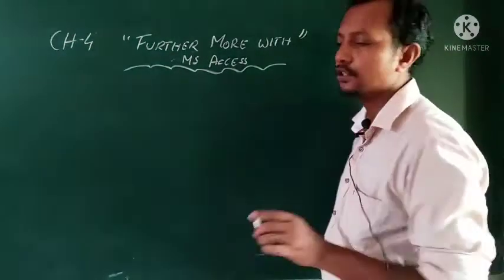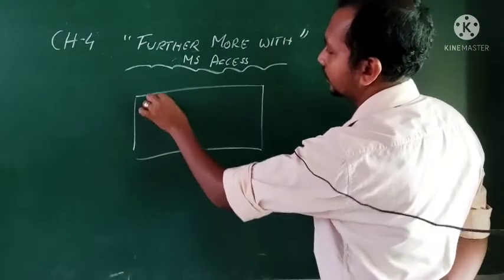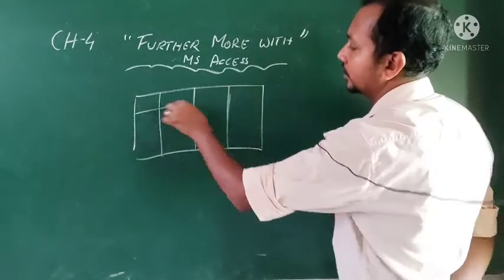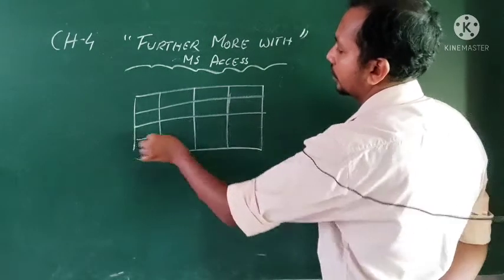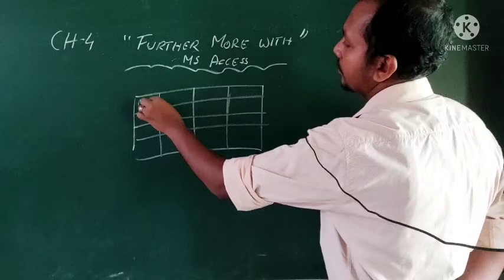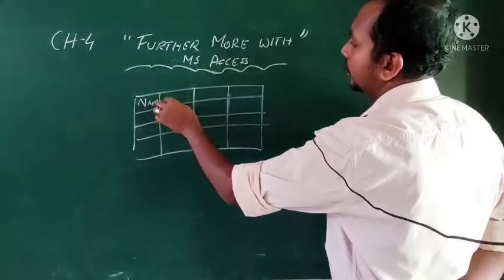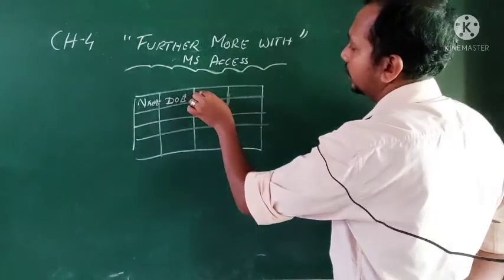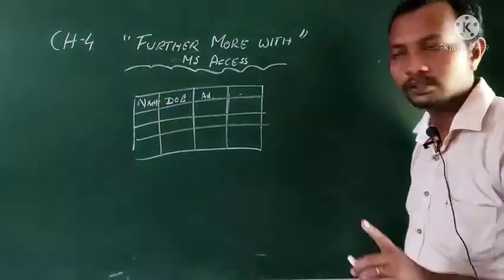Now in MS Access, what do we do? We make a chart, and we keep the record. Suppose we are given an exam, and we are told to maintain the record of the students. We will write the names. We will write here name, then maybe the date of birth of the student, maybe the address of the student. That way we will go on writing.